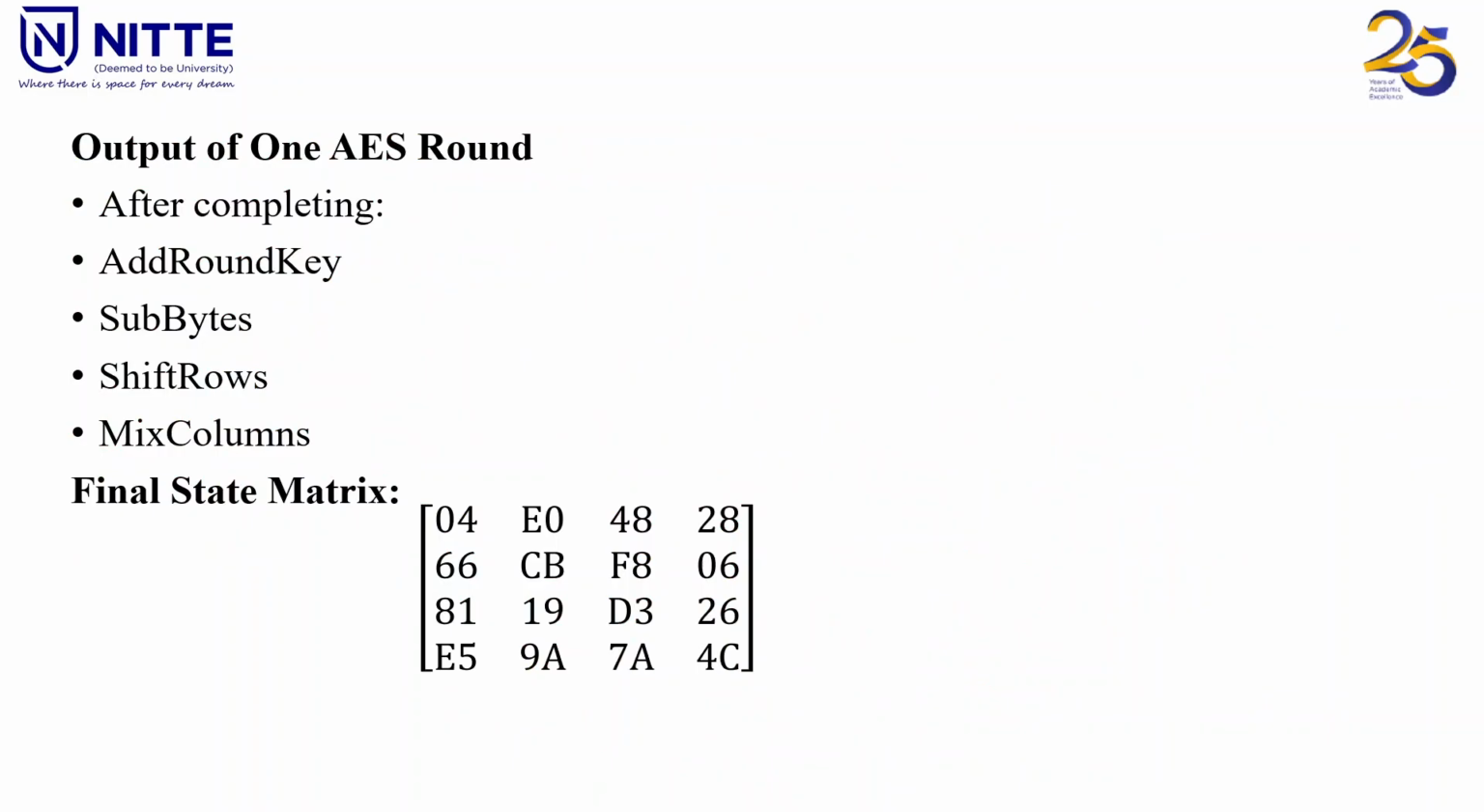This is how the output of one round of AES is obtained after completing add round key, substitution bytes, shift row and mix column, giving the round 1 output of the given plain text. This output will work as the input to the next round. Again, add round key, substitution byte, shift row, mix column will work. Similarly, by completing all the rounds of operation in AES, we are able to get the first cipher block of the given plain text.